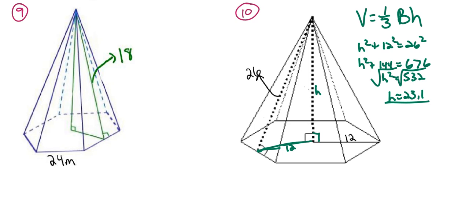Alright, so now I have the height. But now if I focus on what that capital B means, area of the base, it's half the apothem, which I do know. The apothem, actually I don't know, that's not the apothem. That's actually a radius. So I shouldn't have put that in that spot. This is actually a radius.